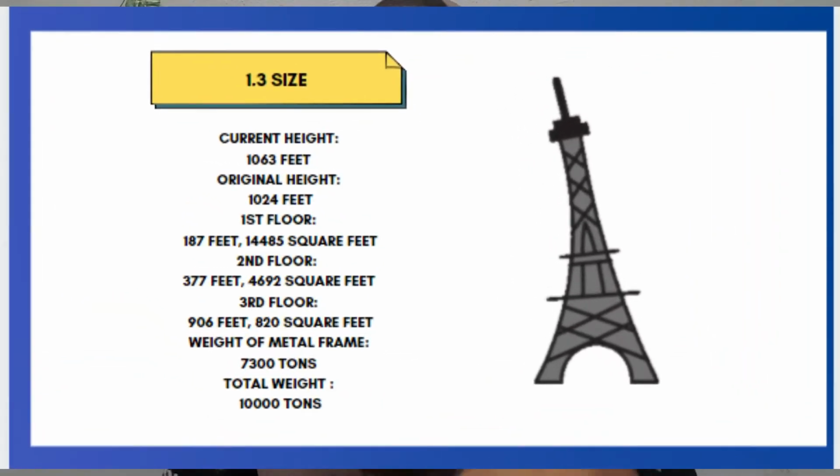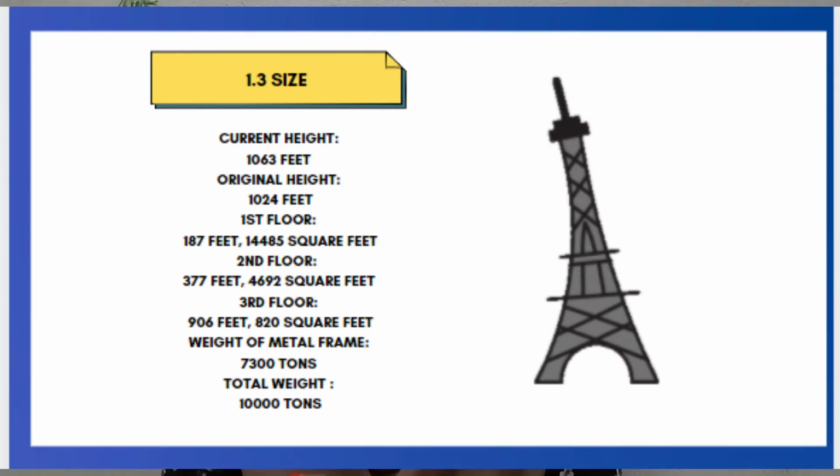Firstly, this tower has a current height of 1063 feet, but the original height was 1024 feet. This tower consists of 3 floors: the first floor, the second floor, and the third floor. If I'm not mistaken, the first floor has a huge area compared to the second and the third one. The first floor has a height of 187 feet, and the area is 14485 square feet.